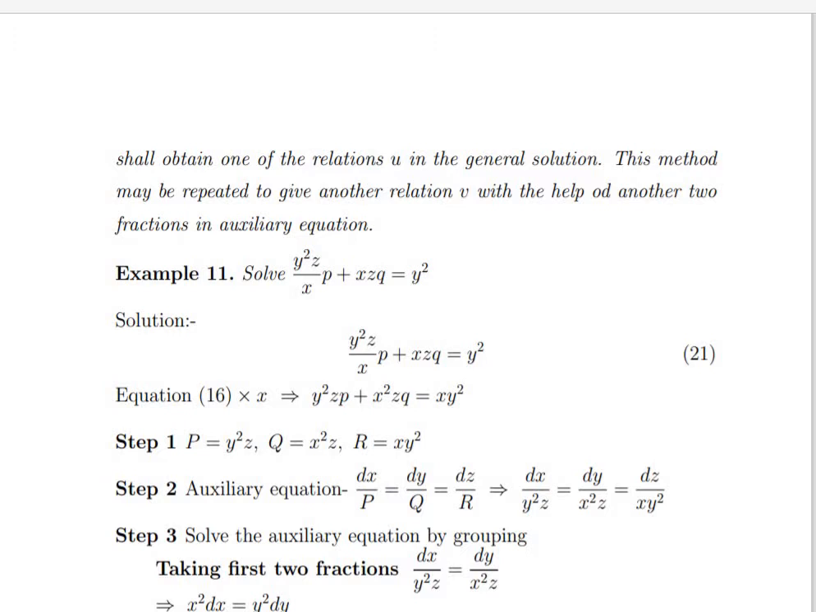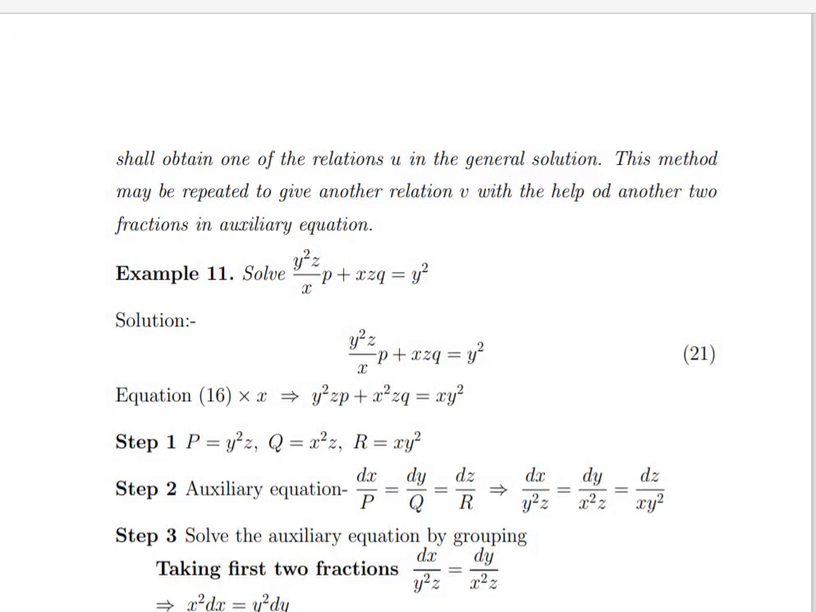Consider the question: solve (y²z/x) p + xz q = y². We have to solve this equation. That means we have to find the value of the unknown function, say z here. For that purpose, first we have to write the equation in the standard form or in the Lagrange's form, which we know is Pp + Qq = R.